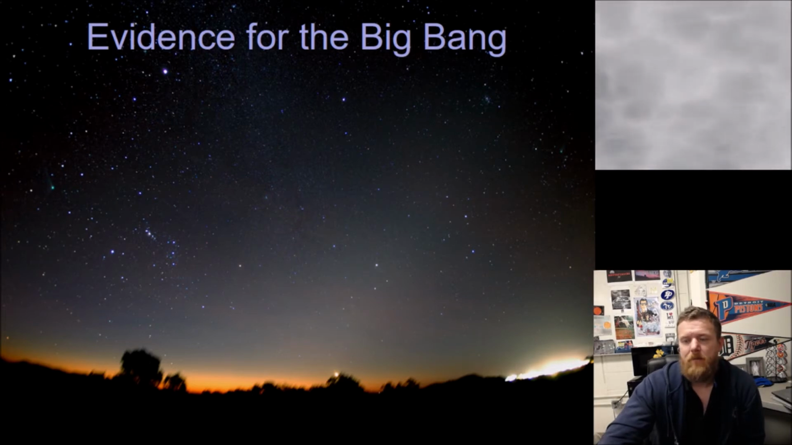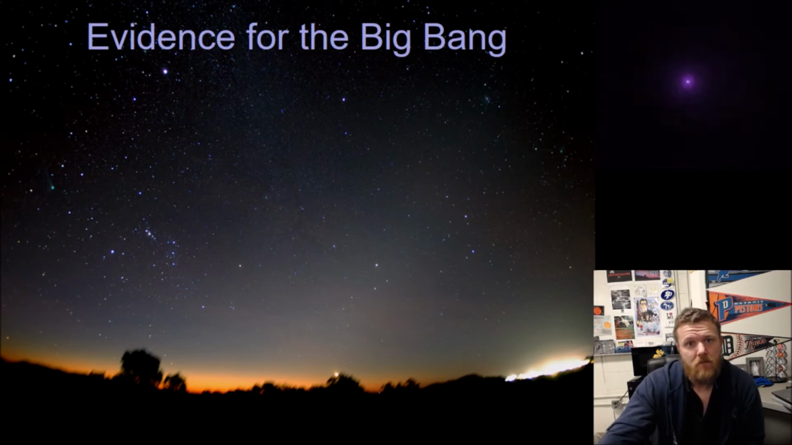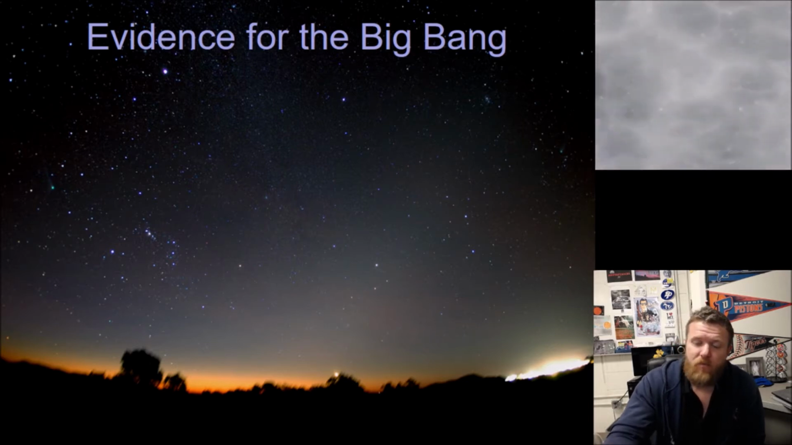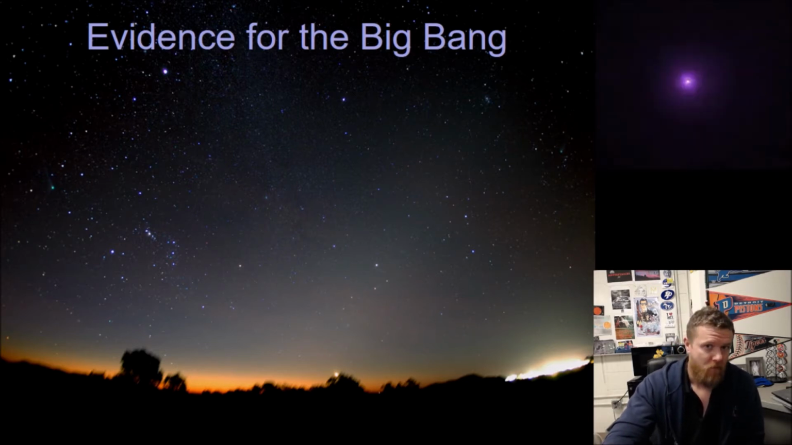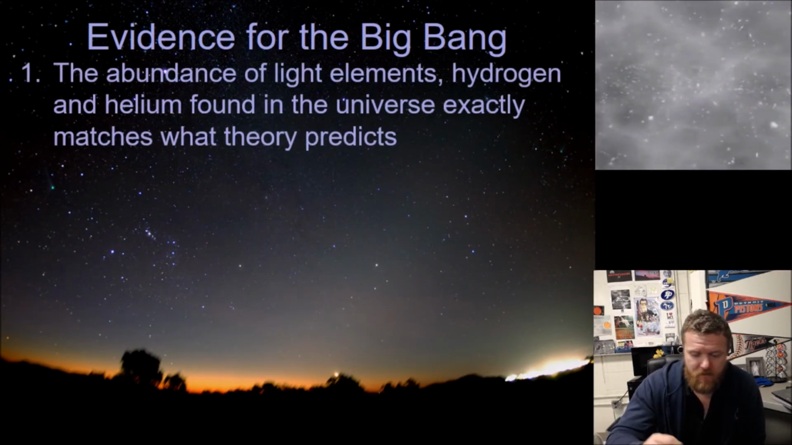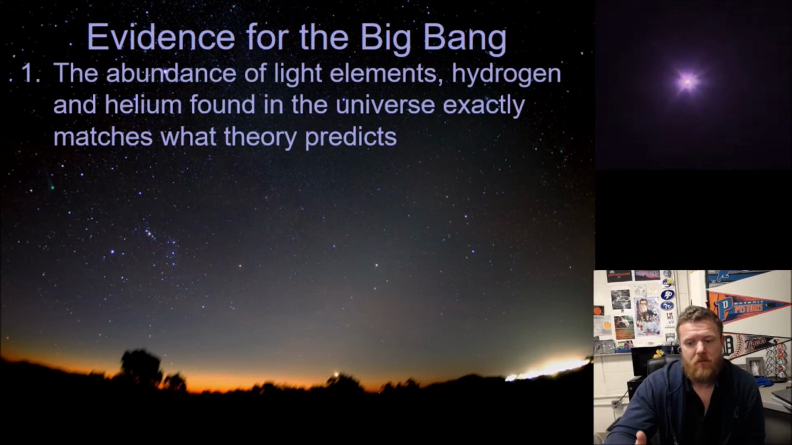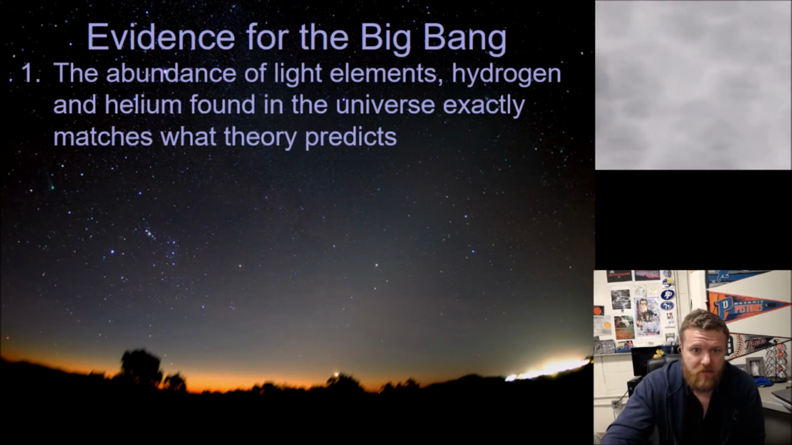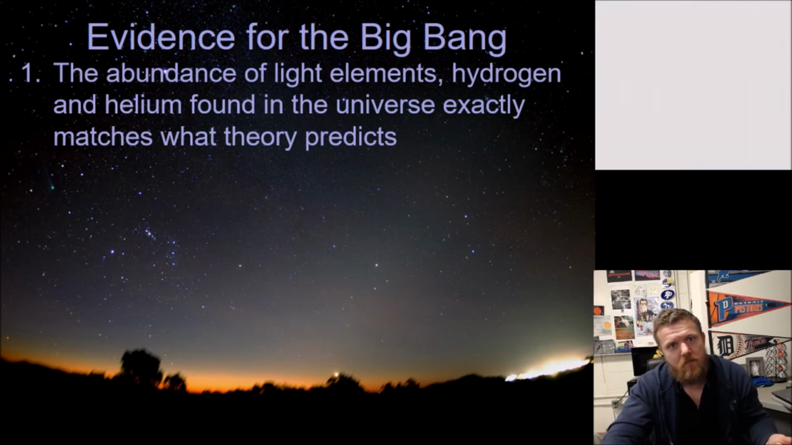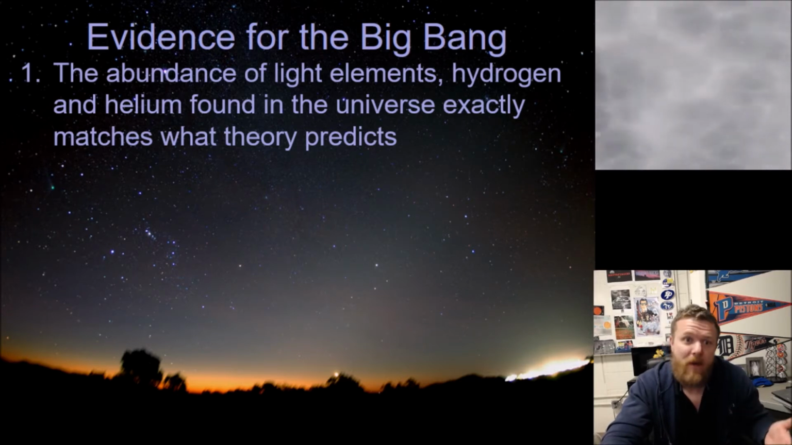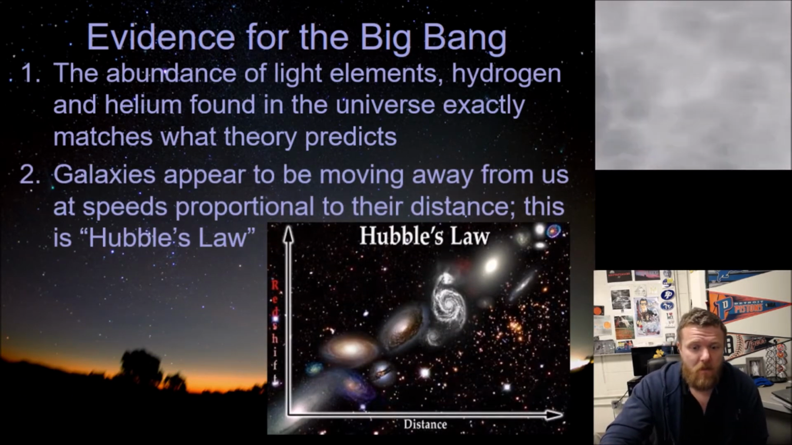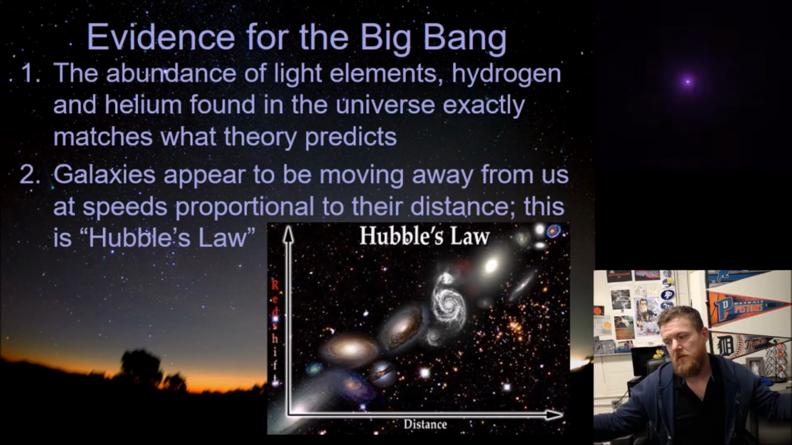How do we know that all of this happened? It's a good question. How do you know that scientists aren't just making it up? There's 3 big reasons that we know that it happened. I'm going to go over each one of these a little bit more in depth. The first is the abundance of light elements. So how much hydrogen and how much helium exist. What we see is exactly what math predicts, exactly what we expect to see based on how we understand nuclear physics. Number 2, galaxies seem to be moving away from us.